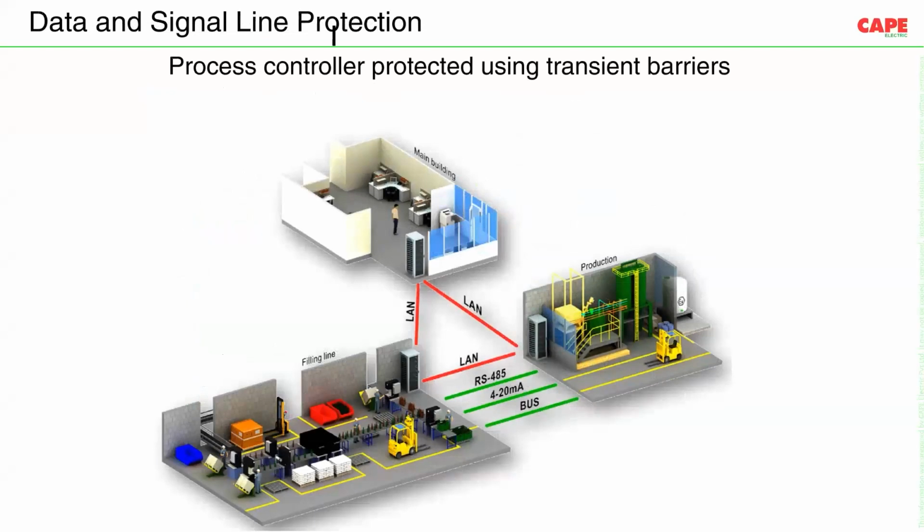Similarly, let's say there are three buildings in a plant: a main building, then the filling station, then a production plant. Now, a lot of communication will be happening through these buildings. This communication can be through LAN, through RS485, 4 to 20 milliampere communication, or through any kind of bus. So for each and every application, we have to ensure that we are choosing the right product, selecting the right SPD, and hence ensuring that equipment is safe. It's not failing.